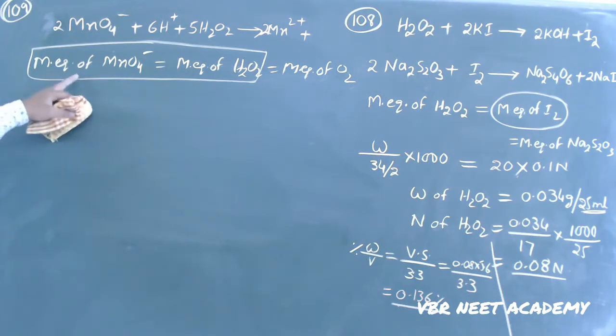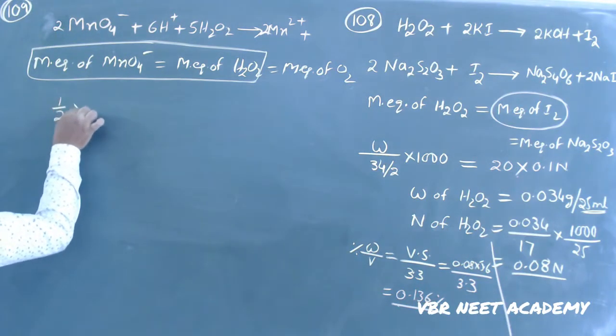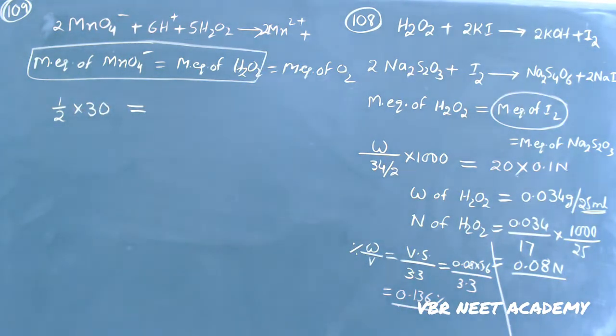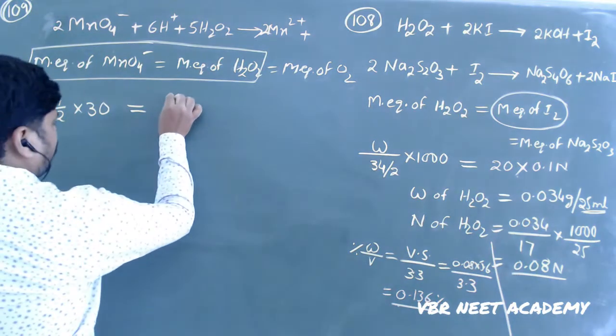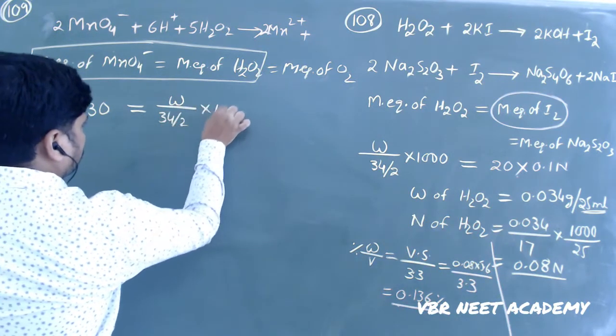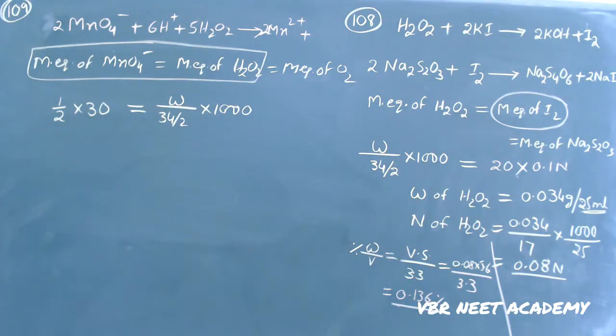Milli equivalents of MnO4 minus are equal to milli equivalents of H2O2. So what is the milli equivalents of permanganate? They have given N/2 and they have taken 30 ml, so 1/2 into 30 will be the milli equivalents of permanganate. And the milli equivalents of hydrogen peroxide, again the same thing: weight by 34/2 into 1000. So this is the milli equivalents of hydrogen peroxide.